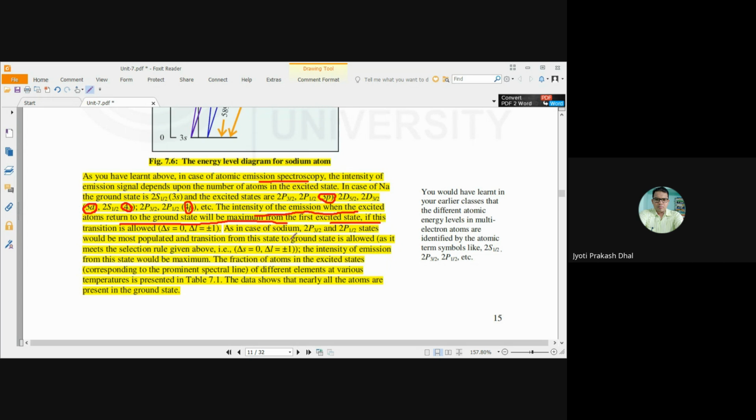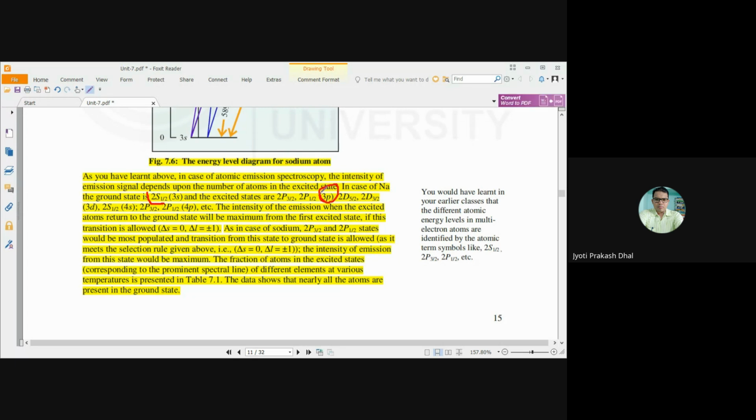In case of sodium atom, the 2p 3/2 and 2p 1/2 states would be the most populated in this transition. So you can see, this one is the 3p state.